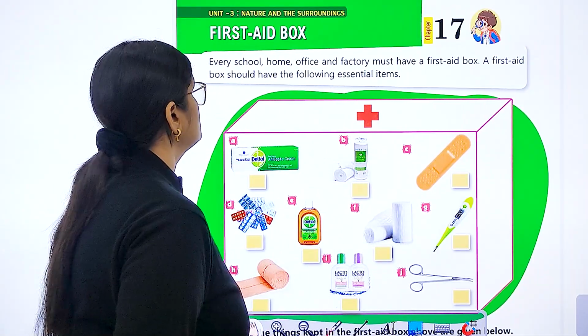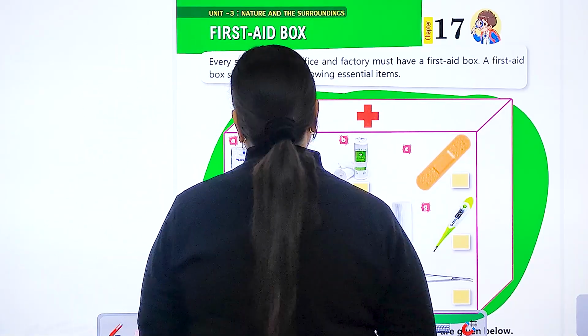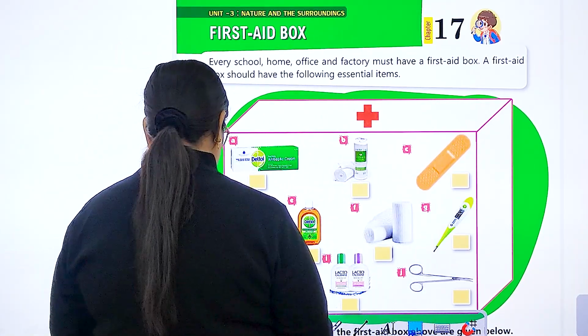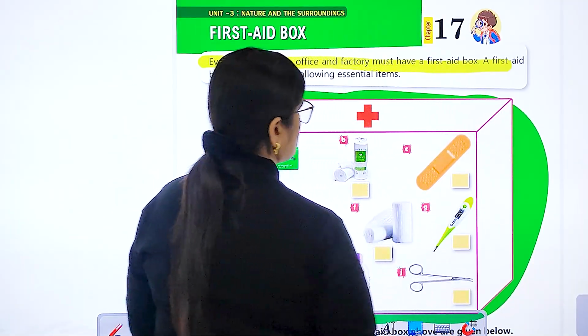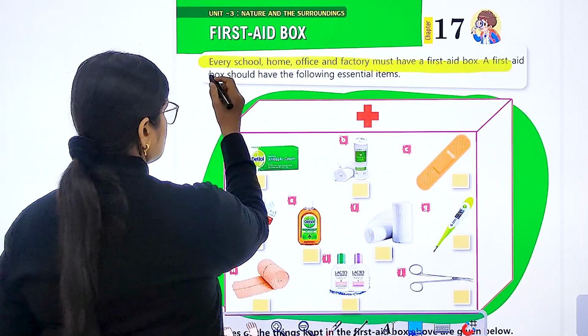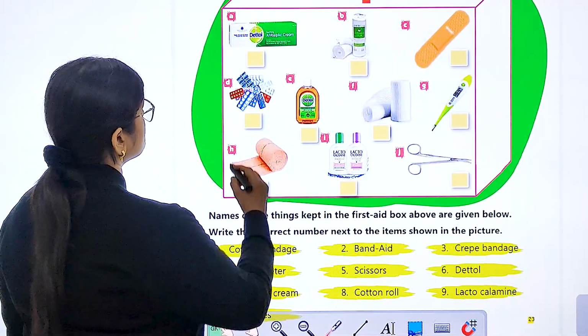Today, let us start GK Unit 3, Nature and the Surroundings. Chapter number 70, First Aid Box. Every school, home, office, and factory must have a first aid box. A first aid box should have the following essential items: 7. Antiseptic cream.